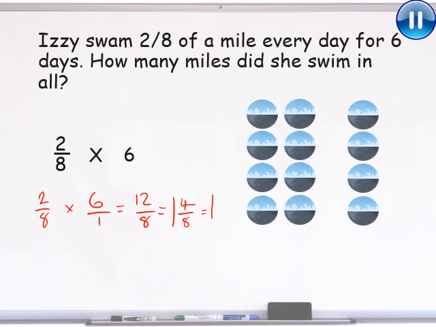We can't leave it at that though, can we? Because we know that we can simplify 4/8. What goes into 4 and 8? 4 does. 4 goes into 4 once, and 4 goes into 8 twice. So she did 1 1/2 miles. All right, well done.